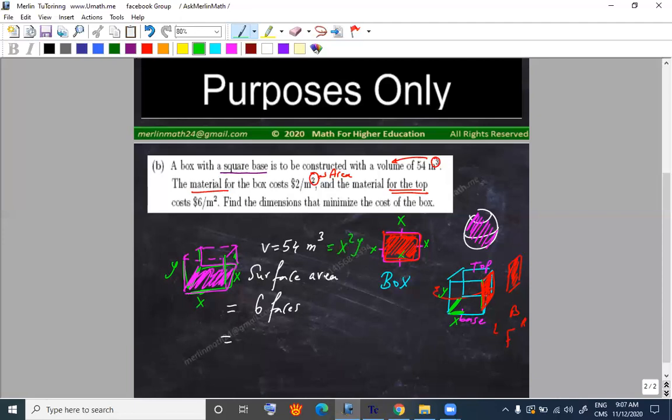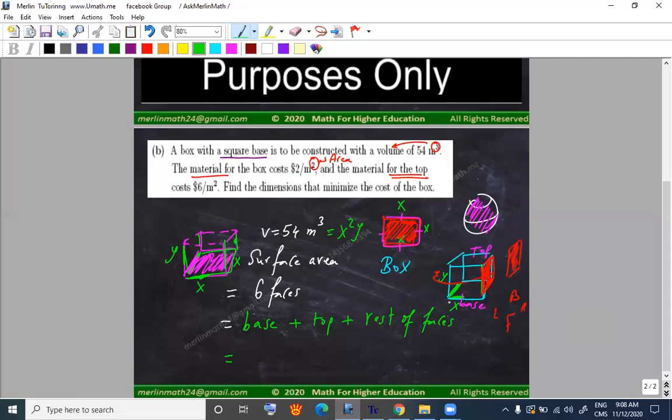Okay, I am done. And the surface area, let us start with the base. It is for the top and for the rest of the faces. Now for the base, what is the cost for the base? It is $2 for every meter square. So how many meters square do you have? I don't know, but in letters, I have x squared as the area of that face. So if every meter square is $2, this would be 2 times x squared. Do you agree? Is it good?